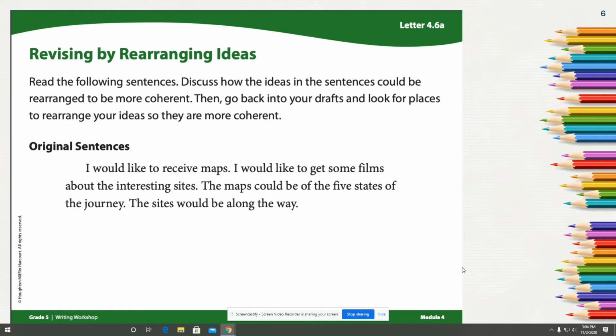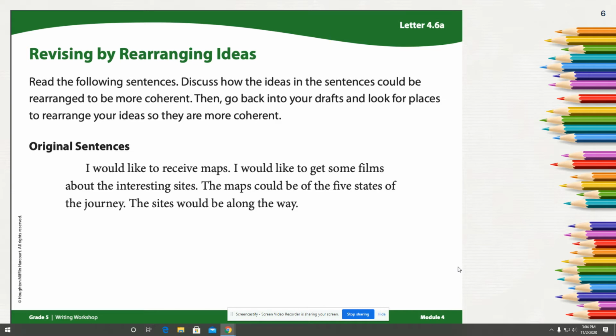Let me go ahead and read it to you, and I want you to pay close attention to how the information flows. I would like to receive maps. I would like to get some films about the interesting sites. The maps could be of the 5 states of the journey. The sites would be along the way. It kind of seems choppy, doesn't it?